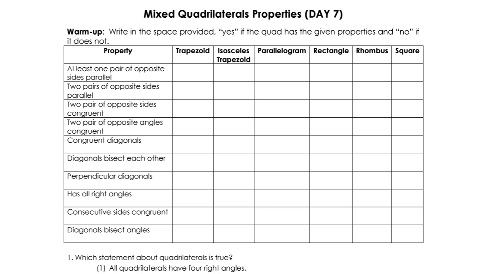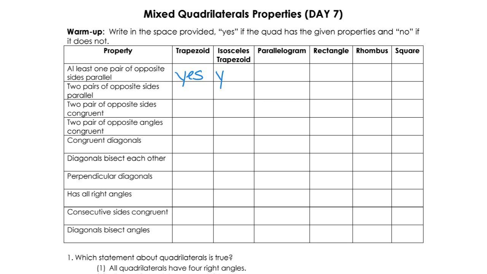All right, so we're going to fill this little table out, and we'll write yes if the quad has the property and no if it does not. Okay. All right, so here we go. First property, at least one pair of opposite sides parallel. And we know the trapezoid has that, so we'll go ahead and print yes.